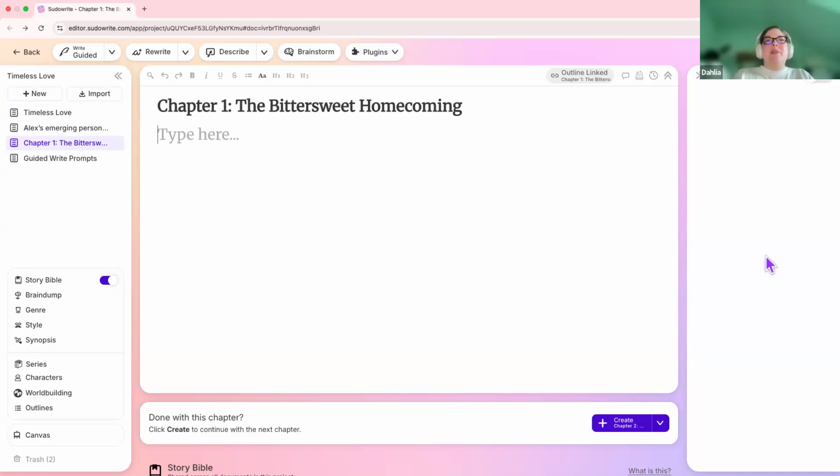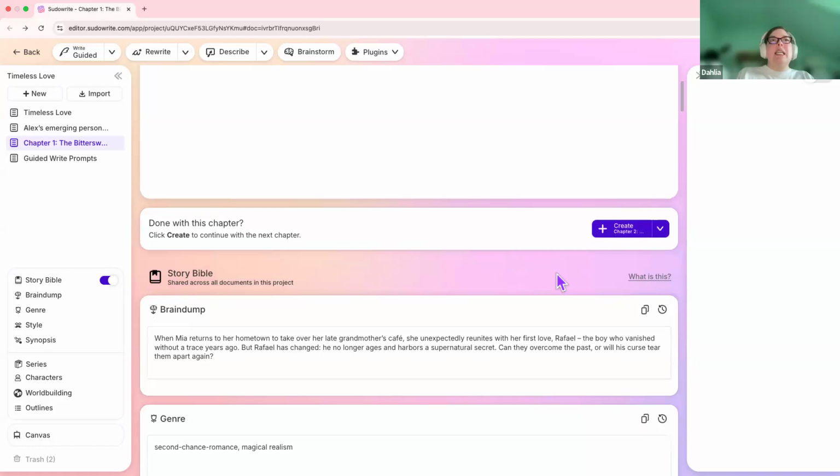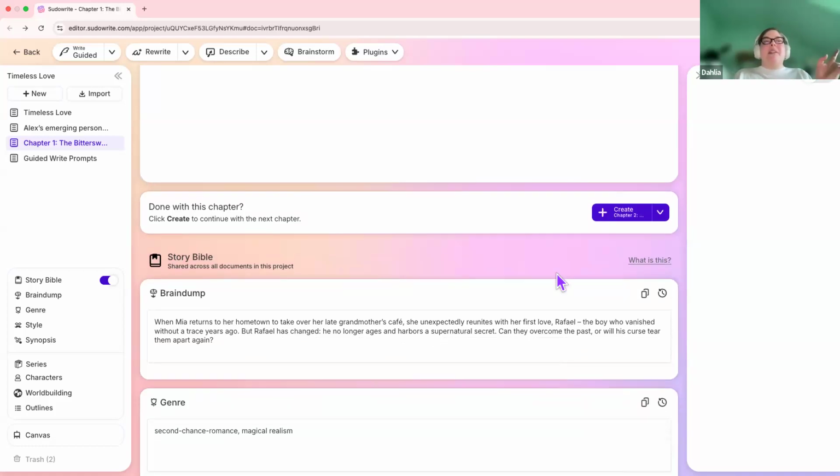This little example is one we worked on two weeks ago in our Story Bible class. It's called Time is Love, and the pitch is: when Mia returns to her hometown to take over her late grandmother's cafe, she unexpectedly reunites with her first love, Raphael, the boy who vanished without a trace years ago. But Raphael has changed. He no longer ages and harbors a supernatural secret. Can they overcome the past, or will this curse tear them apart again? This is our little concept that we'll be working with.